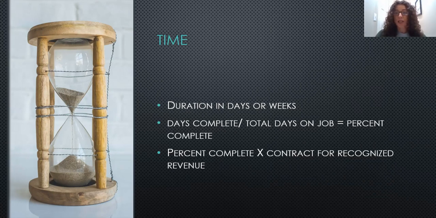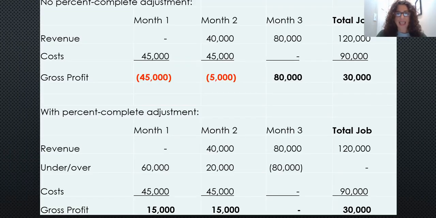Let's say that your project is going to take 12 months. You're under contract for 12 months. You've completed 6 months of those contracts, so you'd be 50% complete. Same ideas over and over. You're just using a different method of calculation for your percentage of completion.